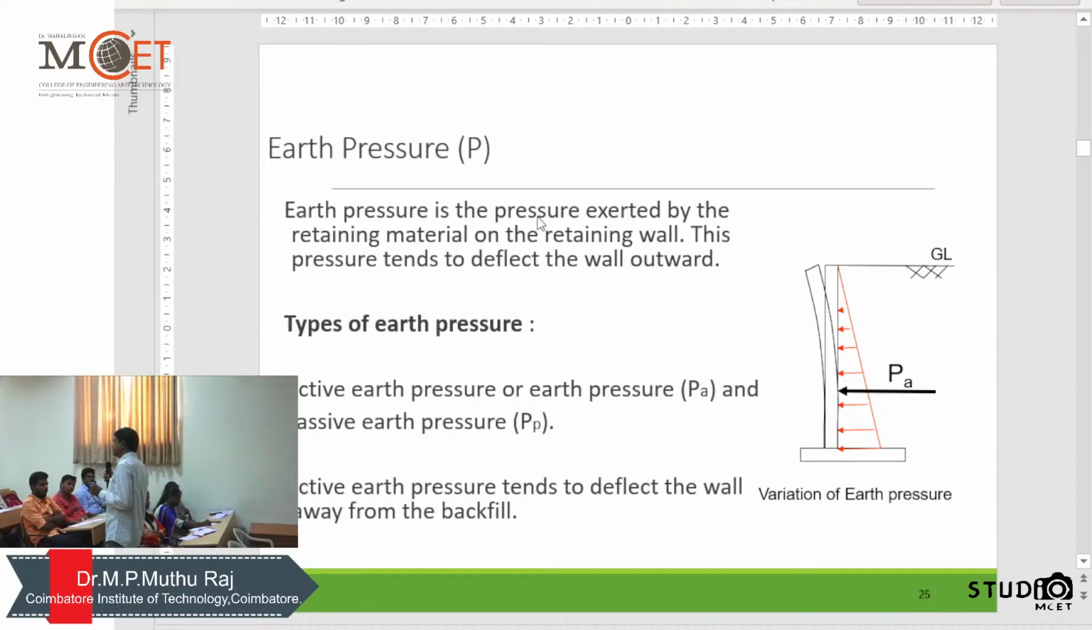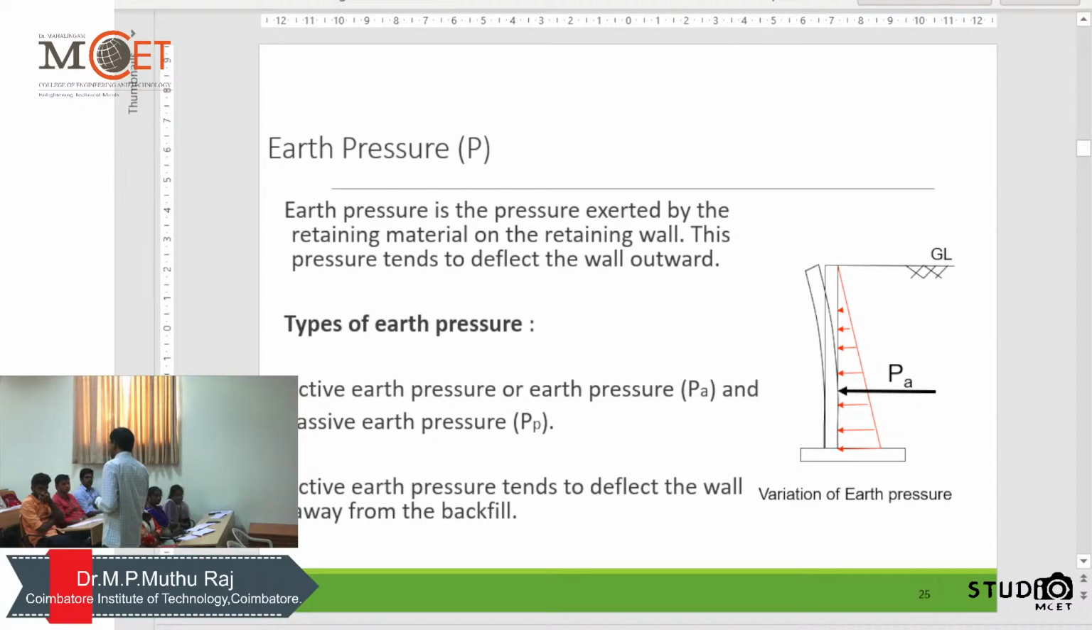Most of the designs we will follow Rankine's theory. The Coulomb's theory has an advantage. What is the advantage of Coulomb's theory? The Coulomb's theory takes into account the effect of friction on the vertical surface. You know the coefficient of friction between base slab and soil when concrete is provided on the horizontal surface normally ranges from 0.4 to 0.6. But on the vertical side, the coefficient of friction is only about 10 to 15%. So this 10 to 20% is additionally strengthened. That's the Coulomb's effect.